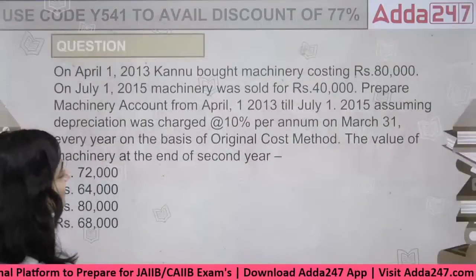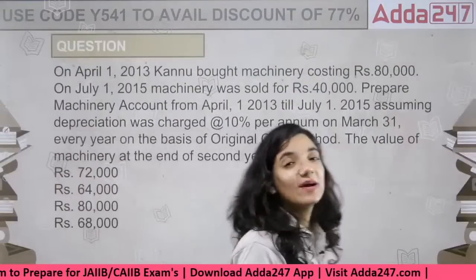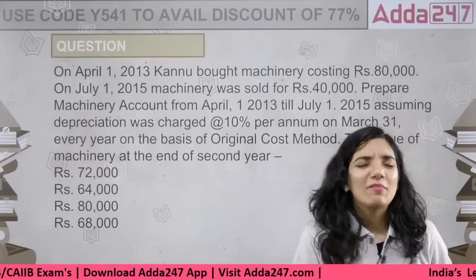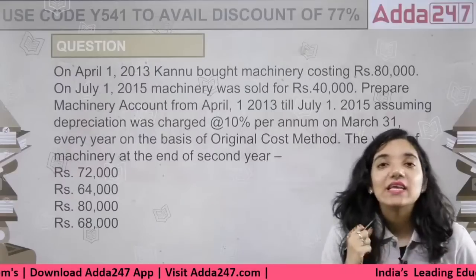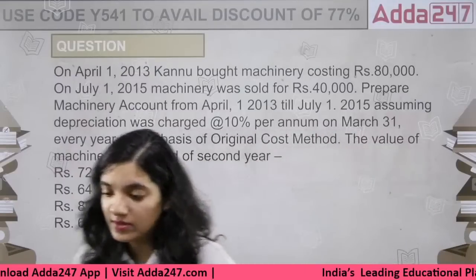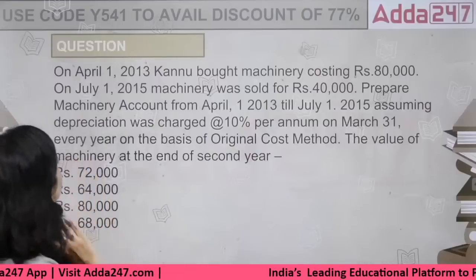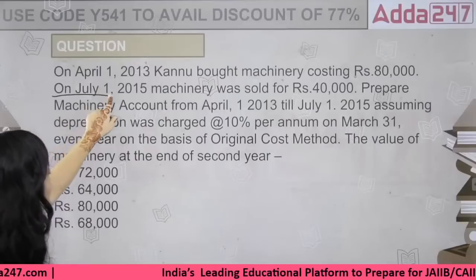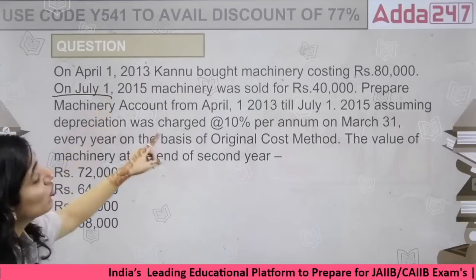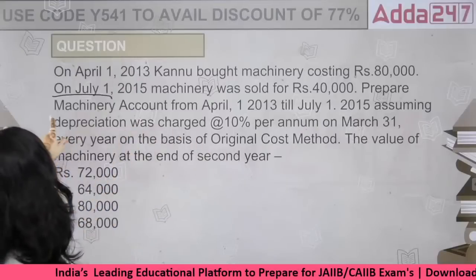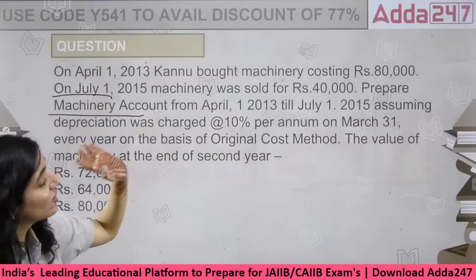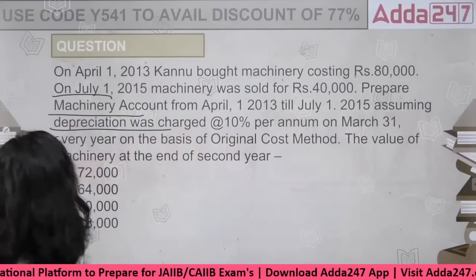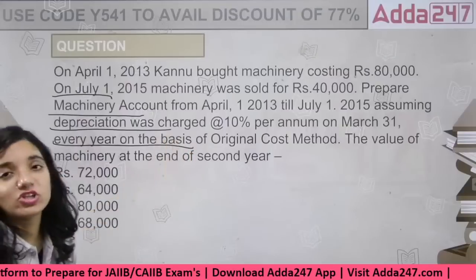Okay. Now I'm starting with the first method, that is the straight line method. Under the straight line method, we reduce one particular amount every single year as depreciation. On 1st April 2013, Kanu bought machinery costing rupees 80,000. On 1st July 2015, the machinery was sold for rupees 40,000. Prepare the machinery account from 1st April 2013 to 2015, assuming depreciation was charged at 10% per annum on 31st March every year on the basis of the original cost method.